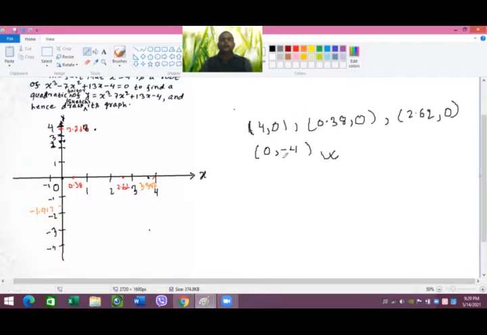And now we'll check this value. So first of all, if I'm thinking of this value, for example, 0, -4 is here, so I mark this point 0, -4 over here. And then the next value near to the y-axis is 0.38, so I mark it here. All right. And then another value on the x-axis is 2.62, so I will mark it here. And then it is 4 also, so 4 is at this point.